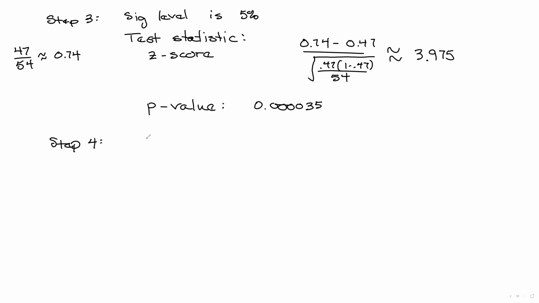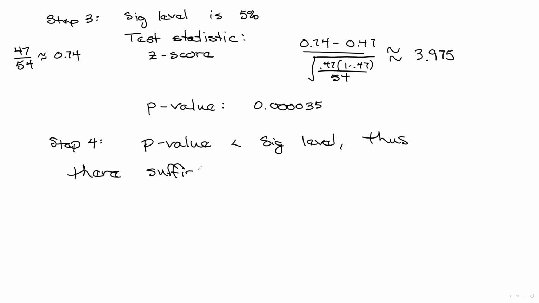All right. So anyway, the p-value is less than the significance level. Thus, there is sufficient evidence to reject the null hypothesis.